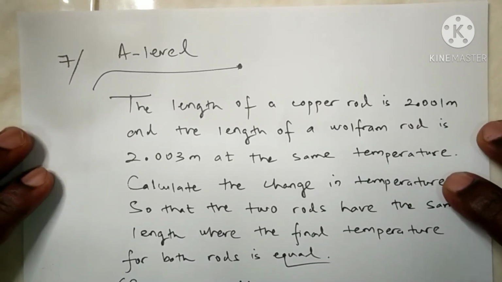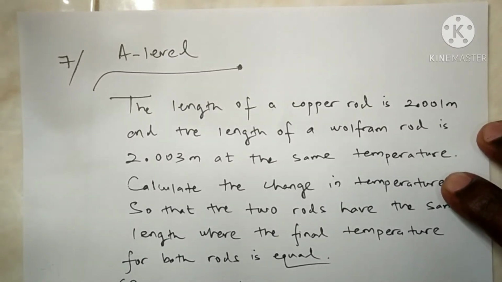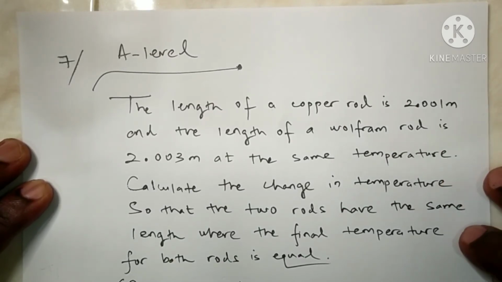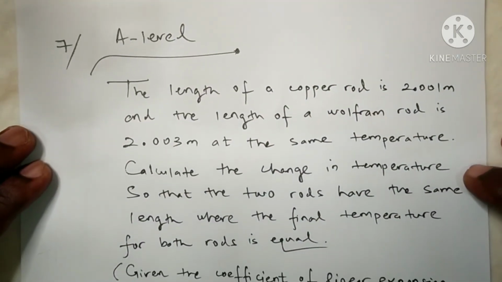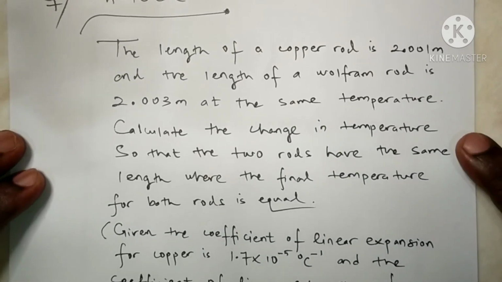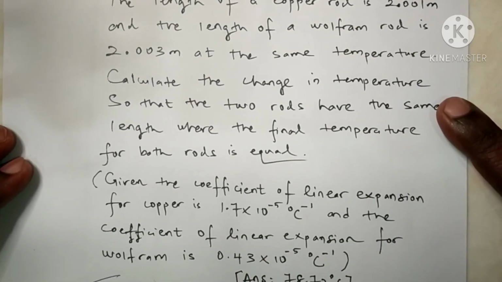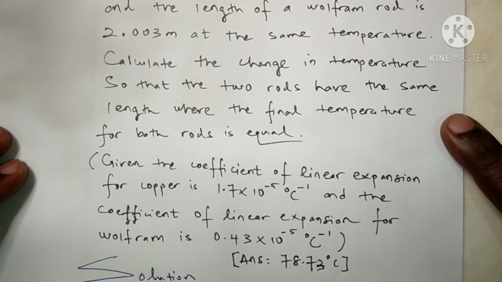Let us try to attempt another A-level question. The length of a copper rod is 2.001 meter and the length of a wolfram rod is 2.003 meter at the same temperature. Calculate the change in temperature so that the two rods have the same length, where the final temperature for both rods is equal. Given the coefficient of linear expansion for copper is 1.7 times 10 to the power of -5 per degree Celsius and for wolfram is 0.43 times 10 to the power of -5 per degree Celsius, the final answer is 78.73 degrees Celsius.